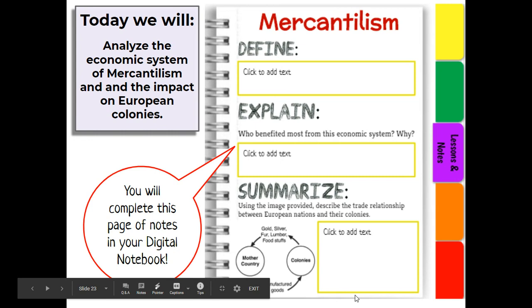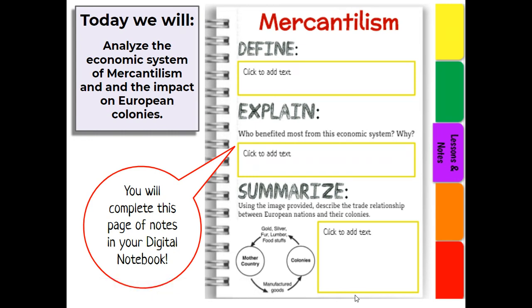Hello and welcome to Lesson 3. We're in Unit 1, Lesson 3. We're going to talk about mercantilism today, and also you'll do an activity about triangular trade. So today we're going to analyze the economic system of mercantilism.